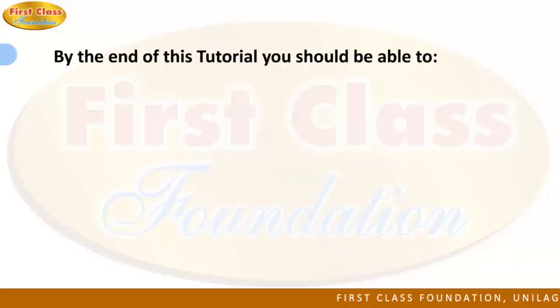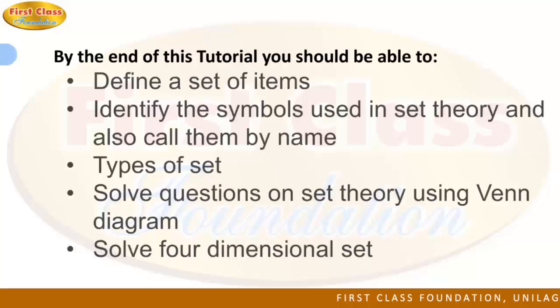By the end of this tutorial, you should be able to: 1. Define a set of items. 2. Identify the symbols used in set theory and also call them by name. 3. Identify types of sets. 4. Solve questions on set theory using Venn diagrams. And the last one, solve four-dimensional sets.